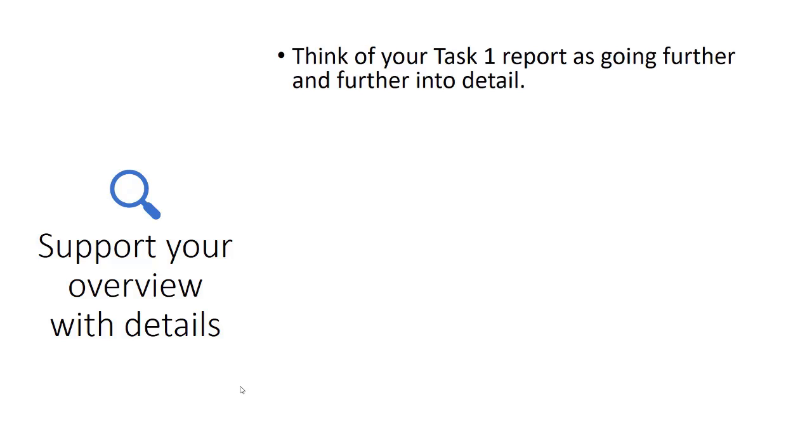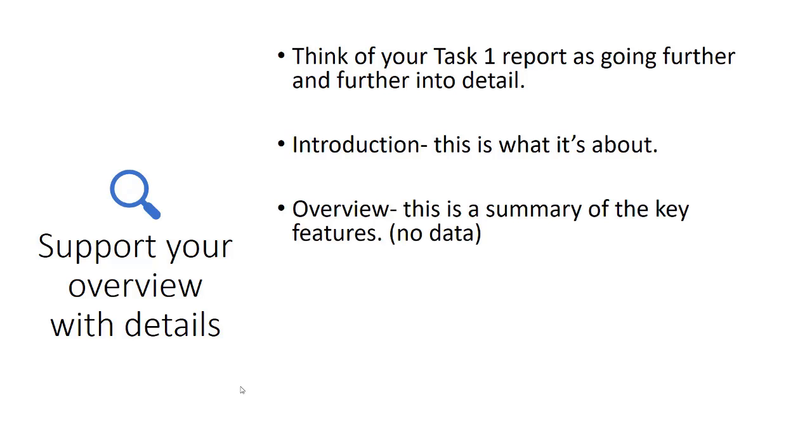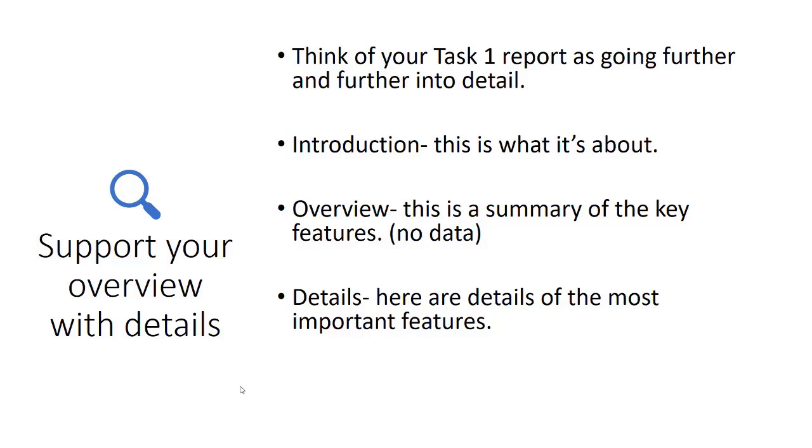So now you're going to support your overview with details. Think of your task 1 report as going further and further into detail. So introduction, just generally, no detail at all really, just this is what it's about. Overview, this is a summary of the key features. So you're going into a little bit more detail, but again, it's more a summary. And then you're going into details. So here are the details of the most important features. So you have not much detail at all, a little bit more detail, and then you're really getting into detail. So this is why I order the paragraphs. The introduction first, then the overview, then the details, because it's just a more logical way to think about it.